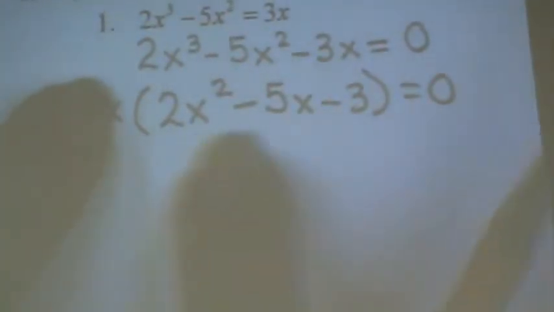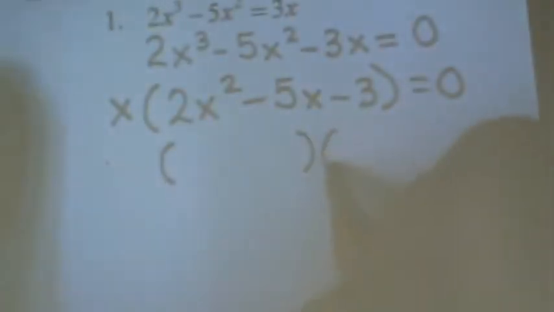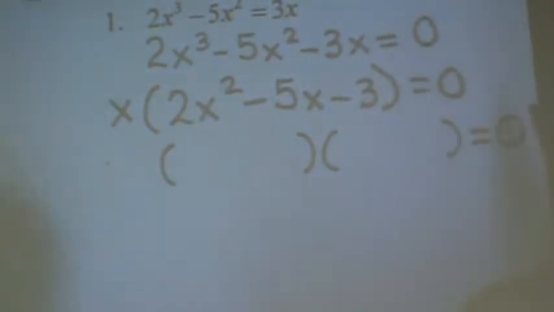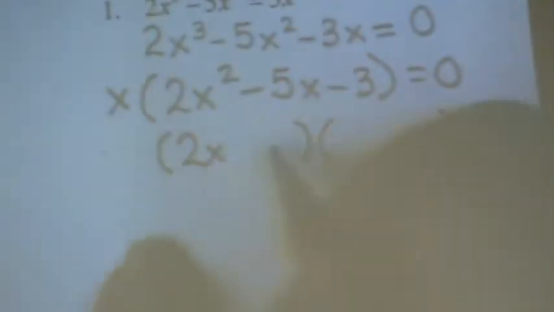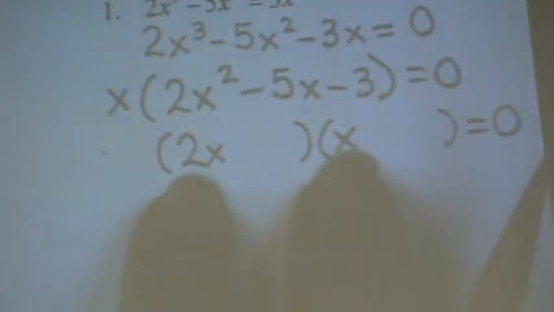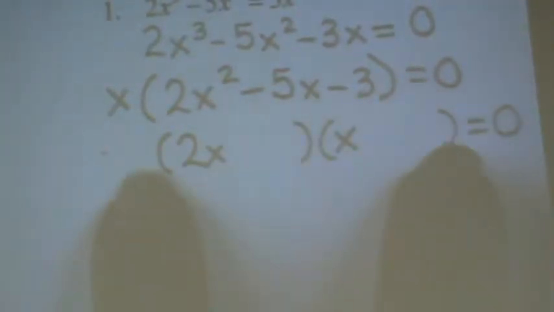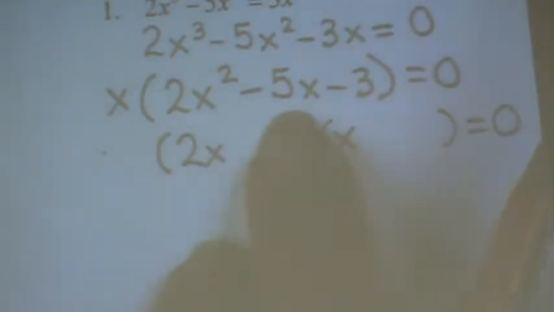Now you got to look at this. How would you break this up? Well, this one is the guess and check one. Because these two numbers are both prime, it's very easy to guess and check. You've got 2x and x. Now, we need a 3 and a 1. One of them has to be negative, and I want the outer and inners to add to negative 5x. So it makes sense to put a negative 3 here, because 2 times negative 3 is negative 6, and a positive 1 here, because then if you add, you're going to get negative 5. Does that make sense?